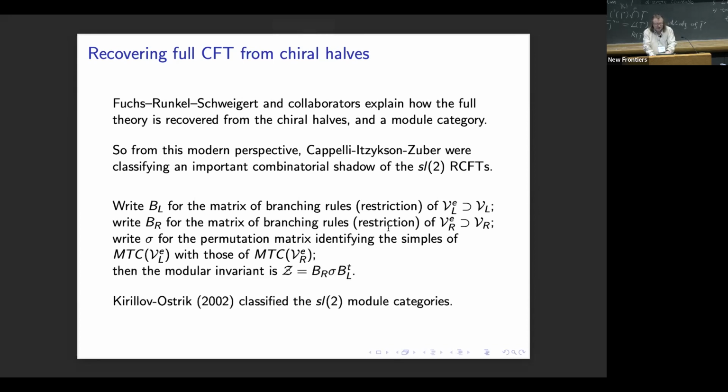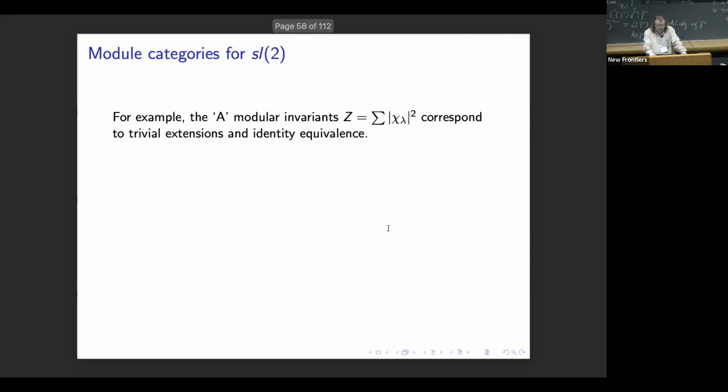And then if you put it together in this way, or maybe I have the wrong thing on the wrong side and transpose on the wrong side, but it's something like this, then that's your modular invariant. So the branching rules are intertwiners from the two different modular data, the extended to the other one, or vice versa. Right, and so the categorical version of this, the classification was done by Galois and Victor 20 years ago.